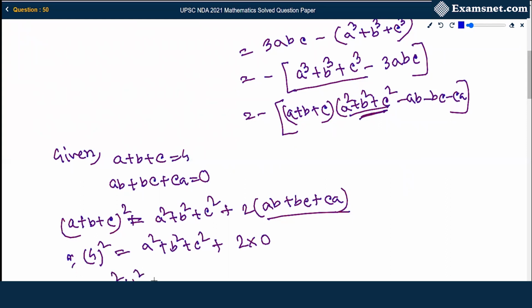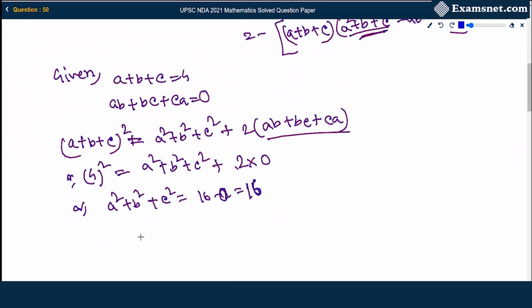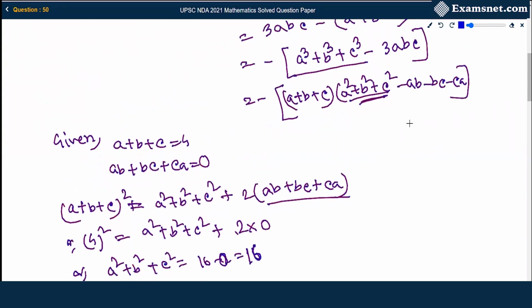So we can write A square plus B square plus C square as 16 minus 2, that is 14. Okay, so here, no, not 14, it got 0. So yes, it is 0. That means 16 minus 0, 16. Okay. So yes, now let's put it. Let's name it equation 1.